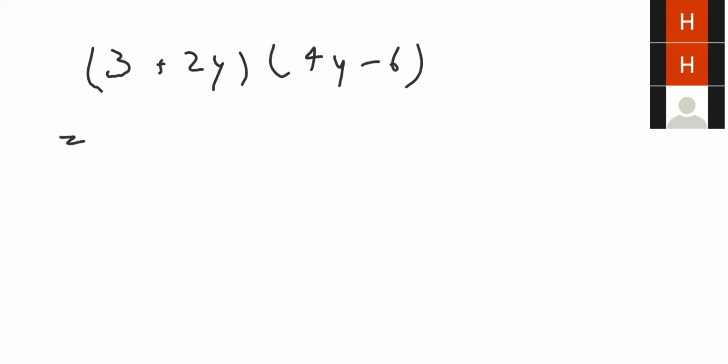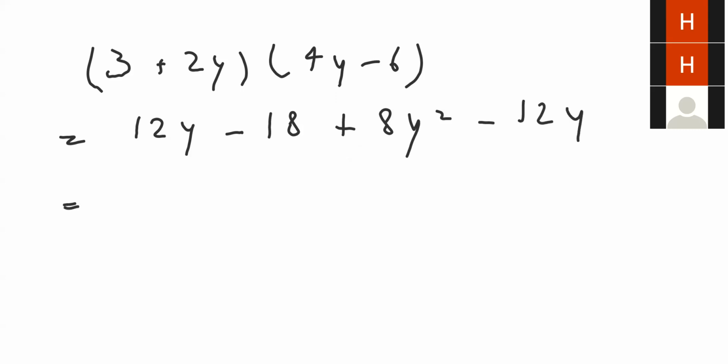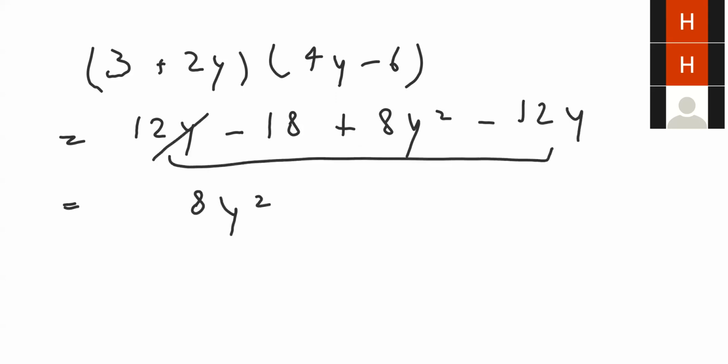So if numbers are also included in our question, if we have 3 plus 2y and 4y minus 6, we have 3 into 4y, which gives us 12y. Then we have 3 into 6, giving us minus 18. Then we have 4 into 2 and y squared, minus 6 into 2, 12y. And now we know we have 8y squared. We have two terms in y, which is minus 12y and plus 12y, so it will be cancelled. So you get 8y squared minus 18.